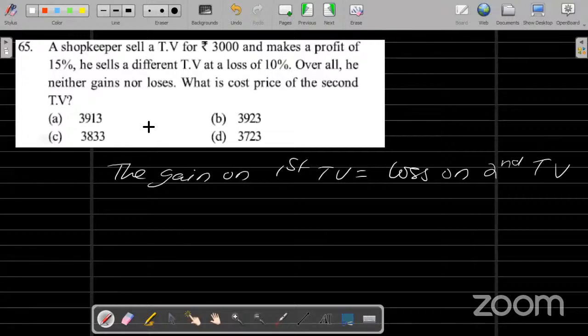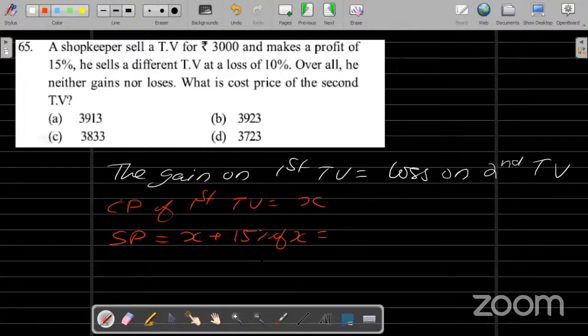That is the question. Here, 15% profit is there and 3,000 is there. That number is not perfectly divisible. Let the cost price of the first TV be X. Then selling price will be X plus 15% of X. That is equal to X plus 15 by 100 into X, or X plus 0.15X, 1.15X. Selling price is 1.15X. That is equal to 3,000.